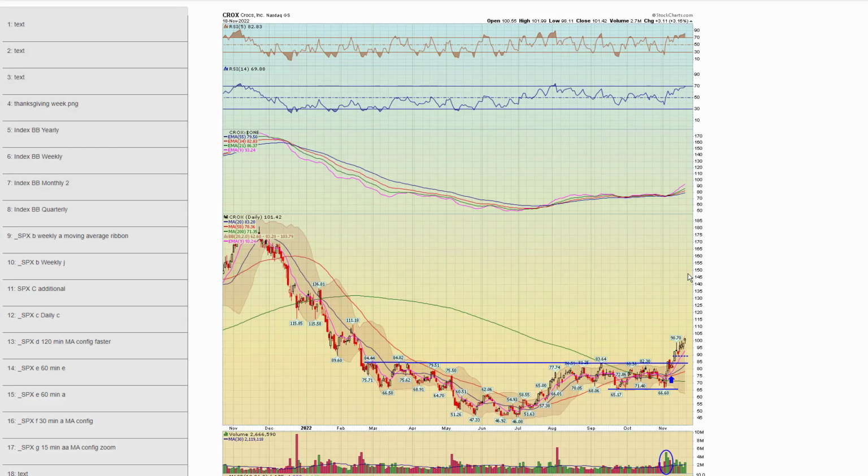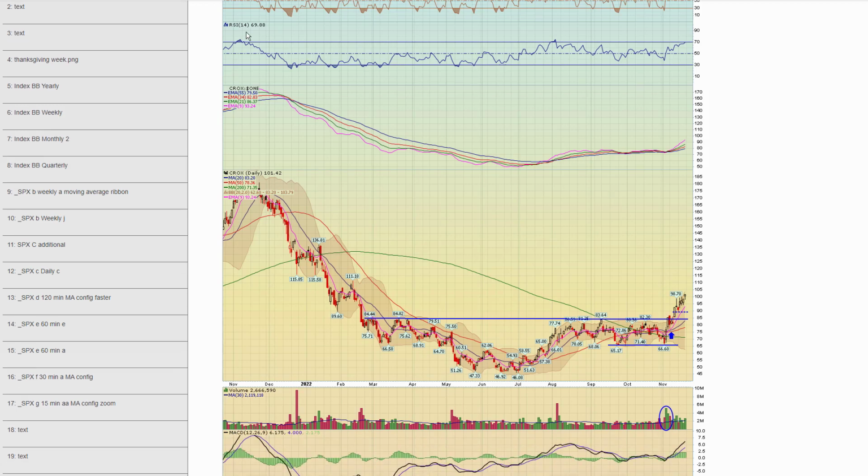Next, chart 85, Crocs. I had this as a long idea about a month ago, and it's just been working up nicely ever since. It had a really nice base here. So I got to stop right here now at around this 90 area. I still hold some shares.